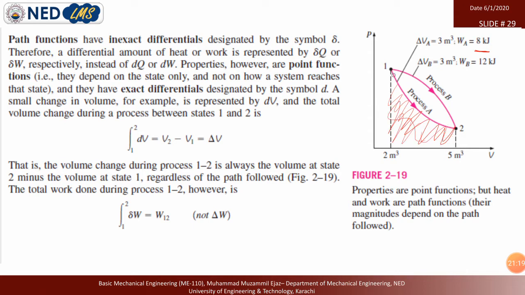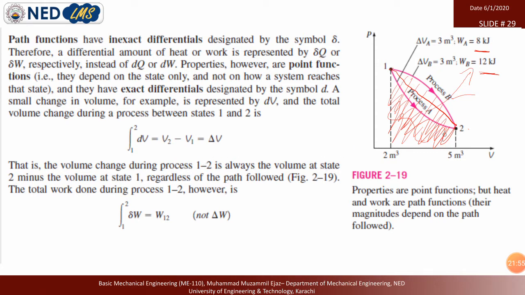But similarly, when the state is going from state 1 to 2 by process B, it will cover a larger area. So in that case it will do more work, like 12 kilojoules. It is not constant like a straight line, so we cannot apply the equation W is equal to P delta V.